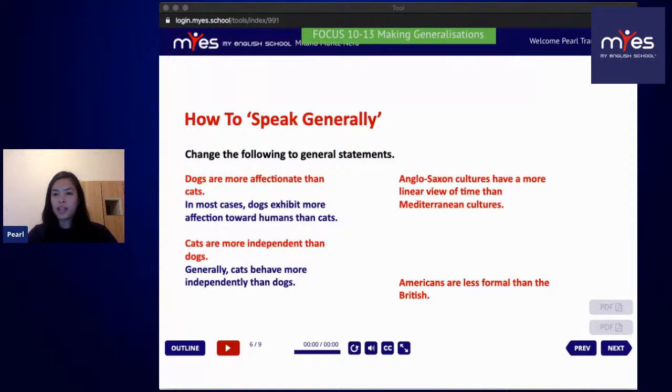On the whole, Anglo-Saxon people have a narrower view of time than Mediterranean cultures. Okay, yes, that is possible. Yes, they're less flexible. They're a little bit more stringent with their view of time. Absolutely, I do agree with that statement. Yes, good job, Clara. Good. Americans are less formal than the British.